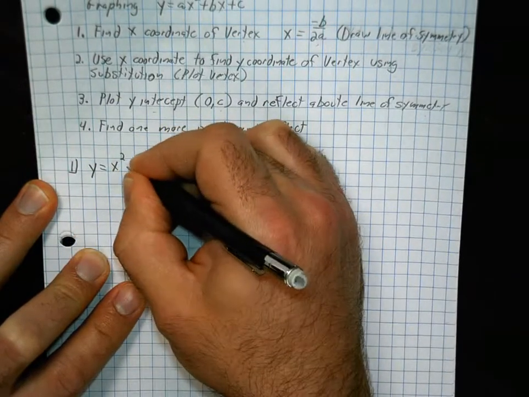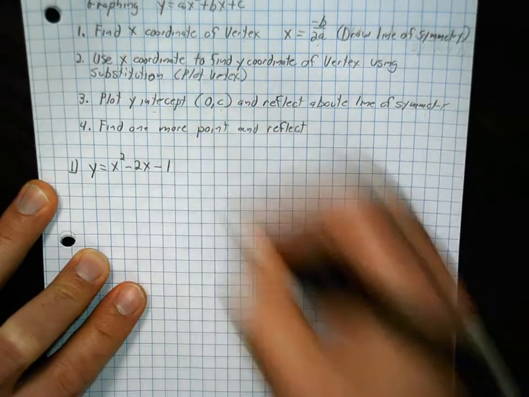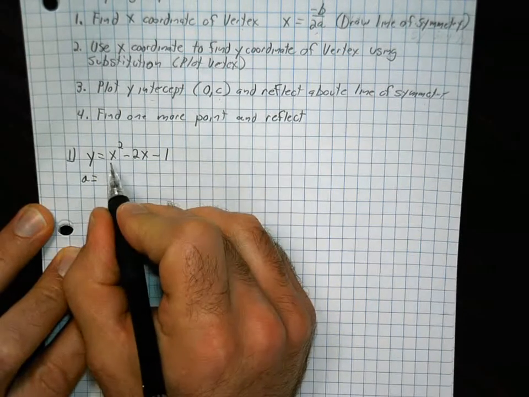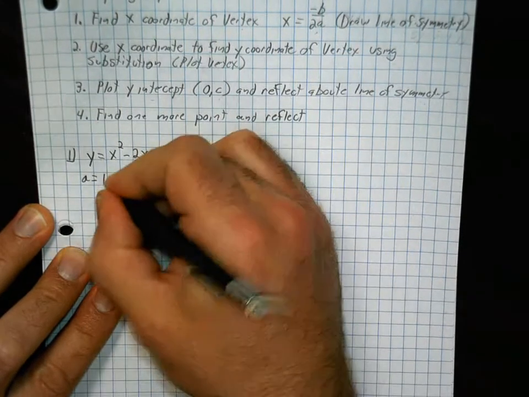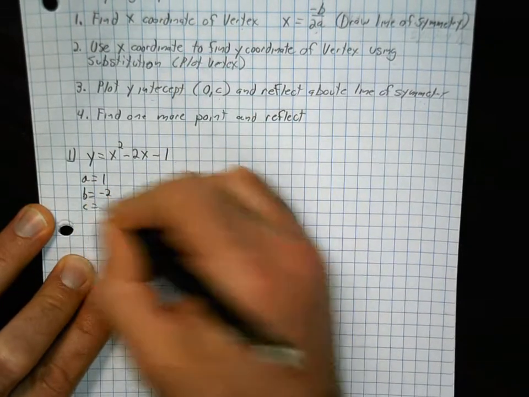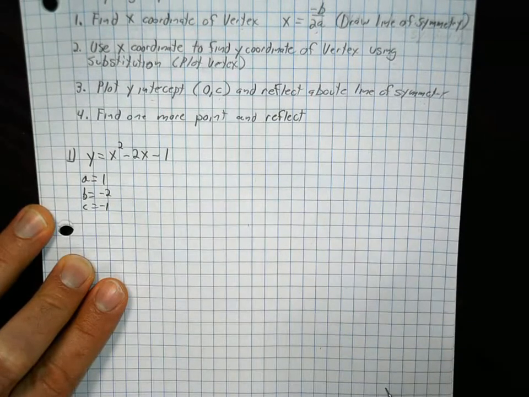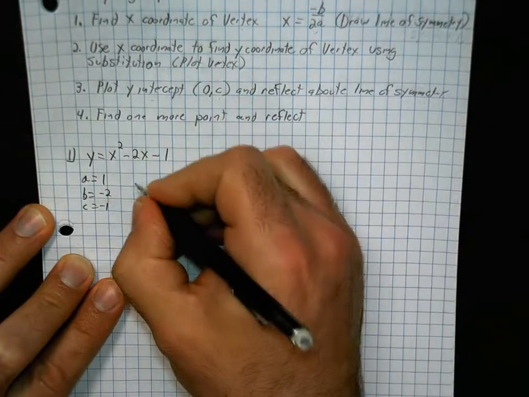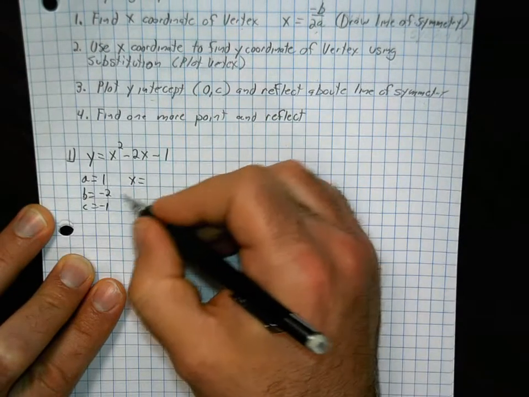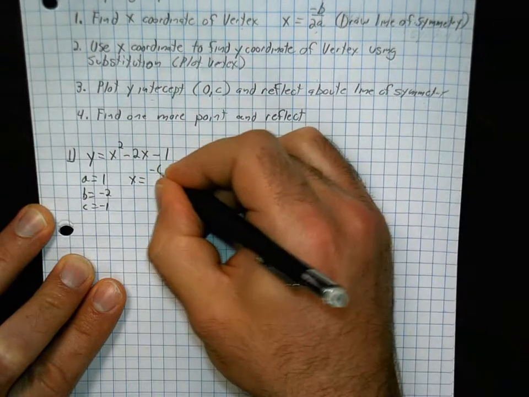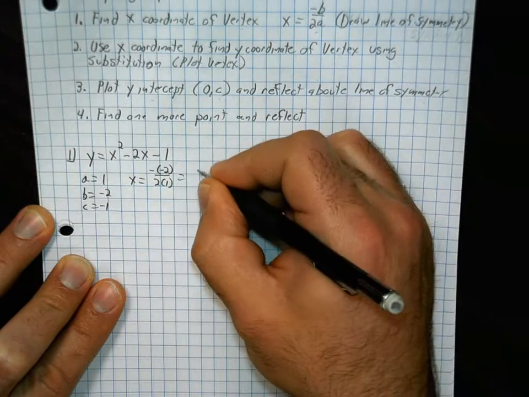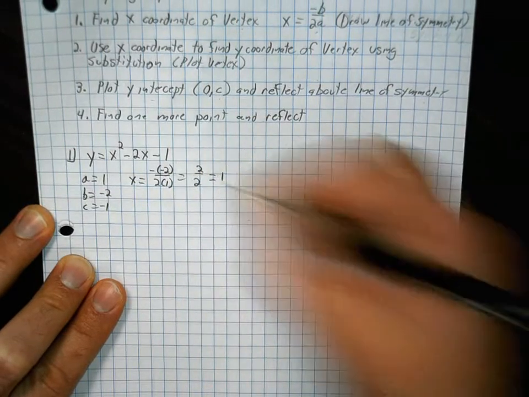Go x squared minus 2x minus 1. Okay, so in this case, a is the coefficient of the x squared. If there's no number there, we know it's 1. B is the coefficient of the x, it's negative 2. C is the constant term, and that's negative 1. Okay, so step 1 is find the x-coordinate of the vertex. Opposite of b over 2a. So negative negative 2, which is going to become 2 over 2 times a. So that's going to be 2 over 2, which is 1.